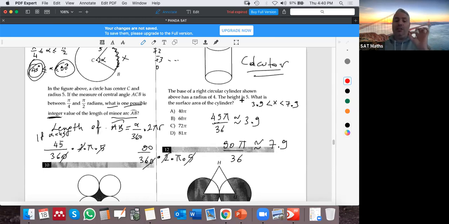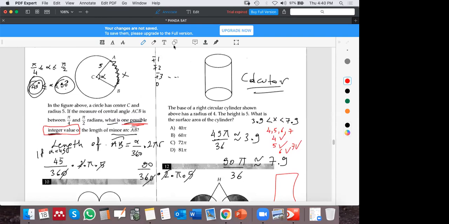But the question says to write one integer value. So what could it be as an integer? Greater than 3.9, what is the first integer number? 4, and then 5, and then 6, and then 7. So there are 4 alternatives. They are all correct. In your optical form, you will just write one of them, not all. The question asks for one possible integer value of the length. So if you write 4, it will be correct. If you write 5, it will be correct. 6 correct. 7 correct. Is it okay?